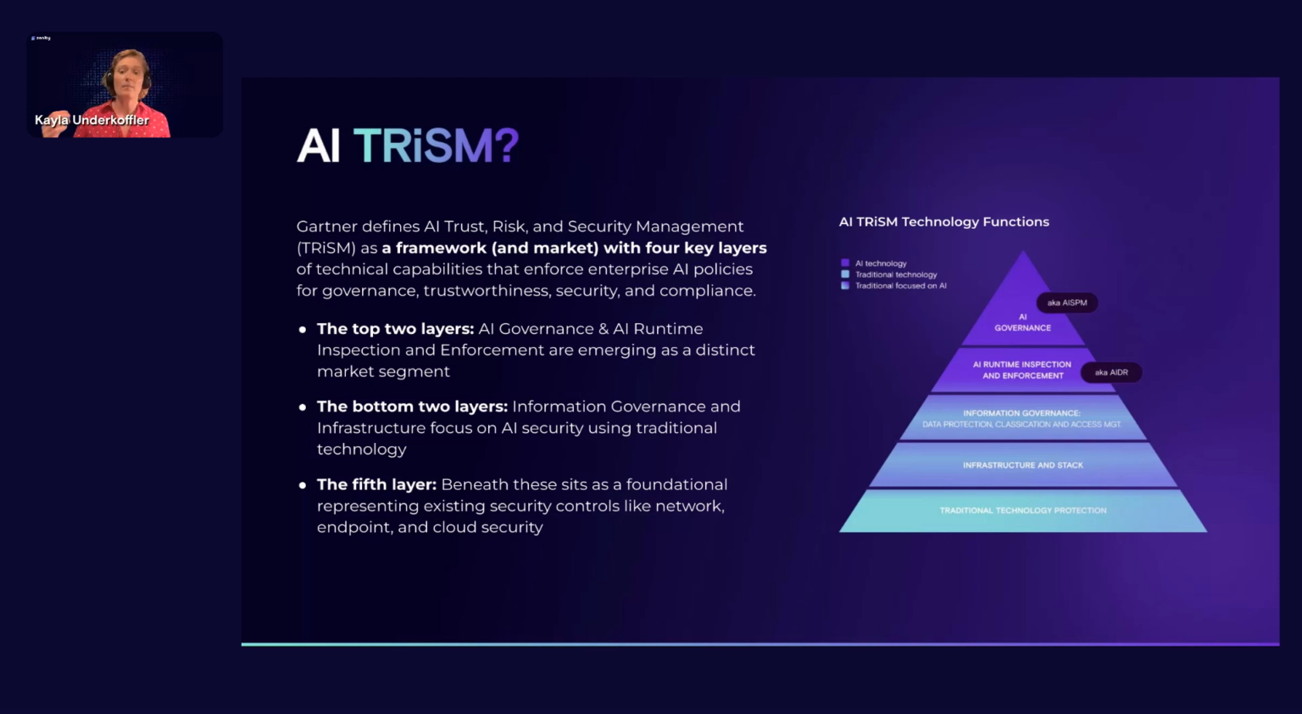Then when we talk about the top two sections of this pyramid, that's where we're getting into risks unique to AI agents specifically. We talk about AI runtime inspection and enforcement, as well as AI governance. If we start top down here, when we talk about AI governance, this is the visibility, right? Who is building what, and where, and how.